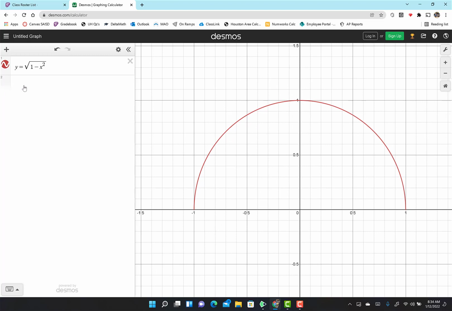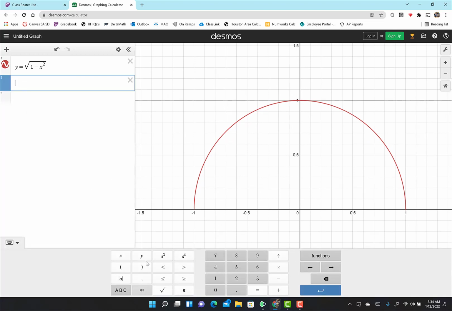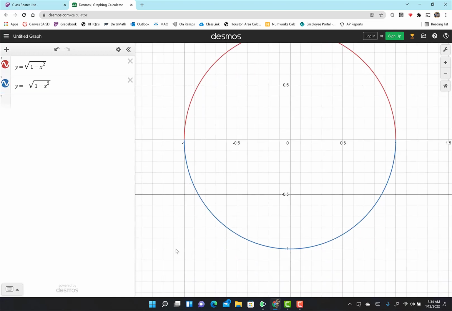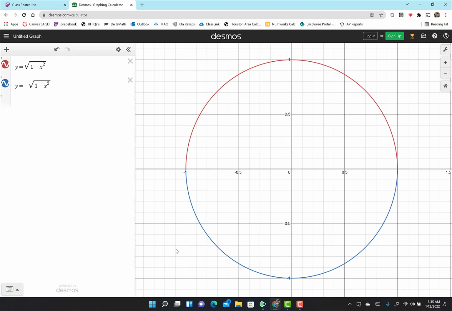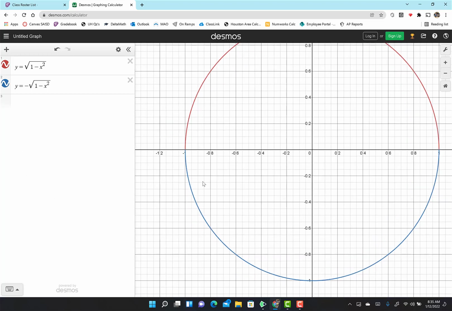Why do I only get the top half? Because I'm missing the what? Yeah, the negative one, guys. If I put negative here, square root 1 minus x squared, look, you get your whole circle. Cool, right? I think it's cool. I mean, I don't know. All right, so there it is.